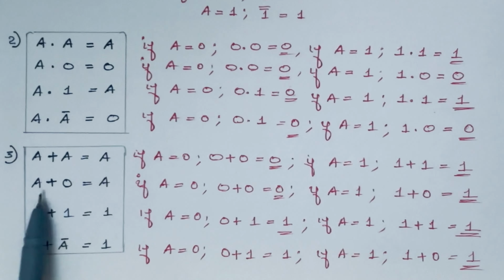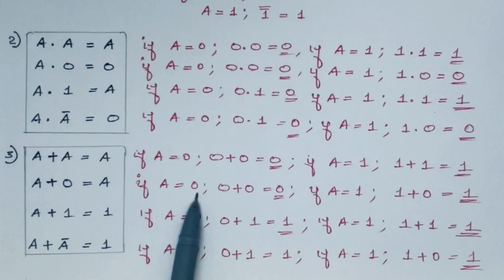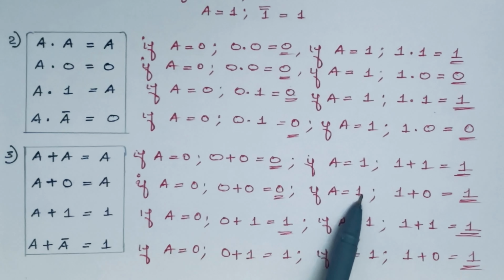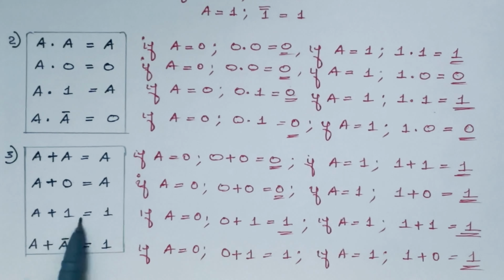A. Next is A plus 0 is equal to A. Here also we'll see the proof. If A equal to 0, 0 plus 0 is 0. We are getting A. Again, if A equal to 1, 1 plus 0 is 1, again the A value. So A plus 0 is equal to A. Next we have A plus 1 is equal to 1. If you are adding 1 to any variable, the answer is going to be 1.